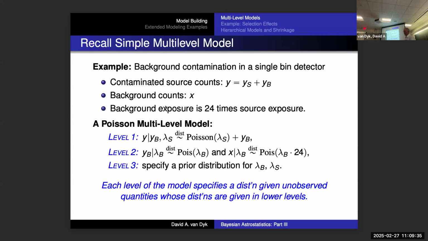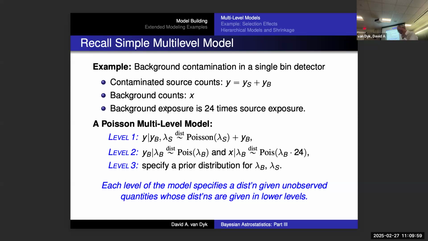But let's start with a very simple example. It starts with, recall, but this is something I skipped in one of the earlier lectures. And it's just a simple, what we call multi-level model. It's the simplest, maybe, multi-level process in at least high energy astrophysics, which is accounting for background. But it illustrates a more general principle.